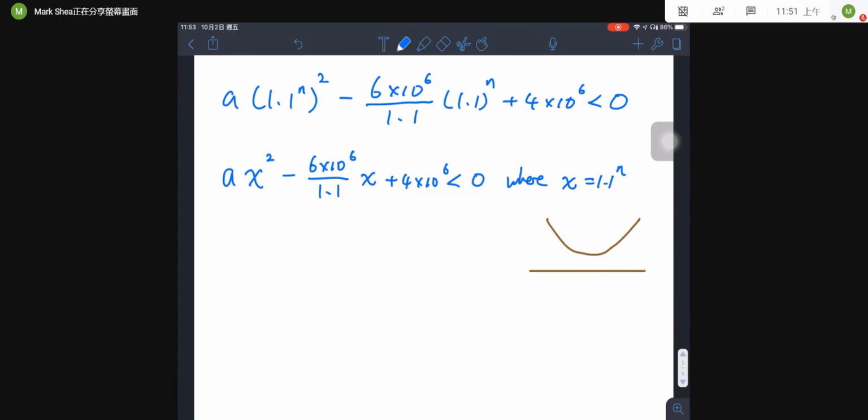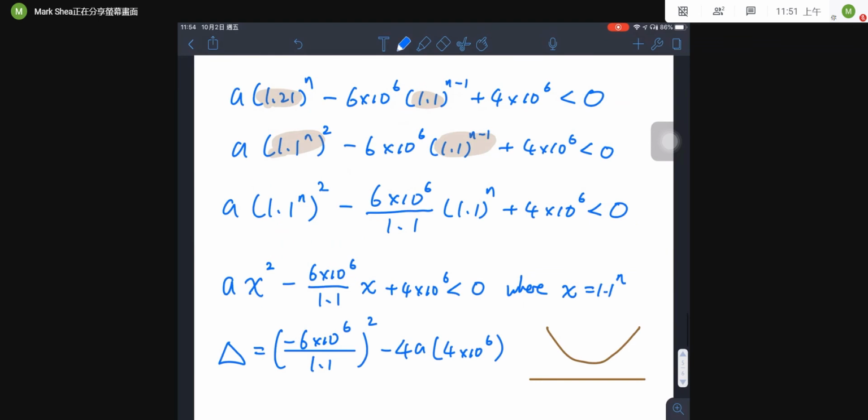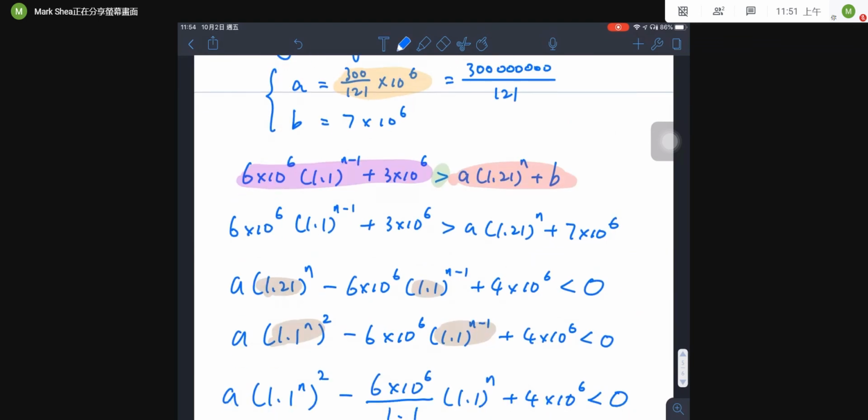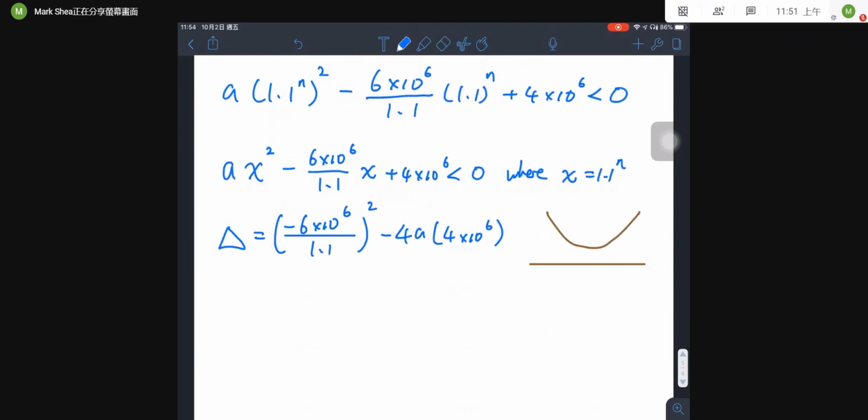What we can do is to use the delta, the discriminant. The delta is this one minus 4 times a times 4 times 10 to the power 6. Even if you are not sure from your previous calculation how to convert a into a fraction times 10 to the power 6, you can still keep a in the calculation. You can save the a in the calculator and then find the delta to determine whether it is positive or negative.